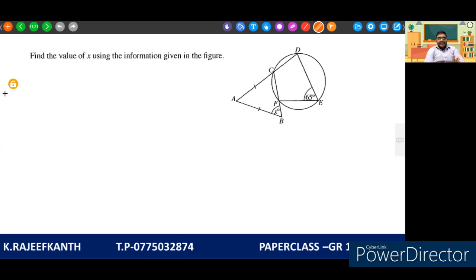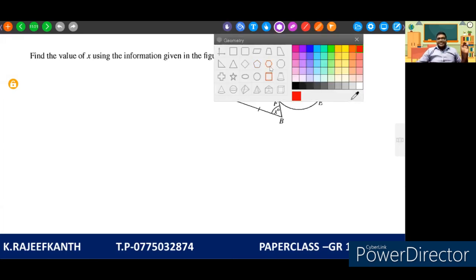You try to find out the answer. I will explain it. If you can, you try to find out the answer. Only one thing I can explain now. Here, what is a cyclic quadrilateral?